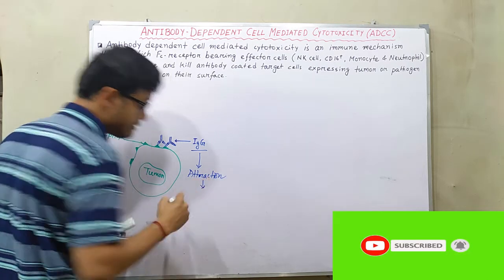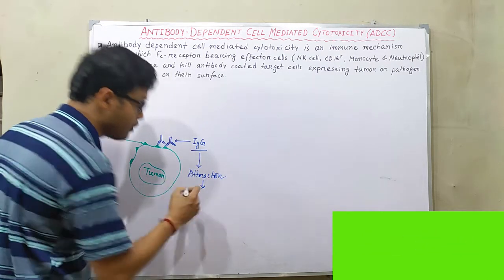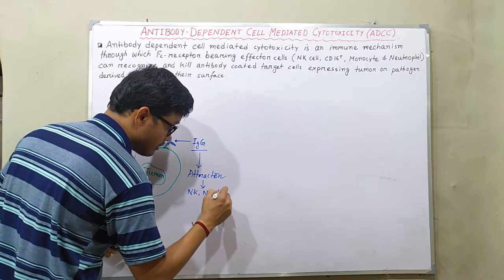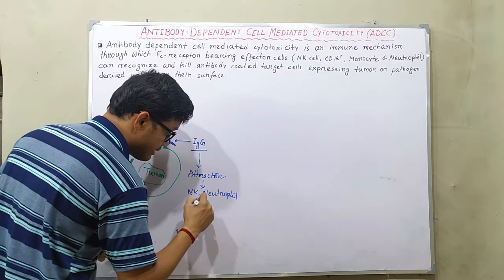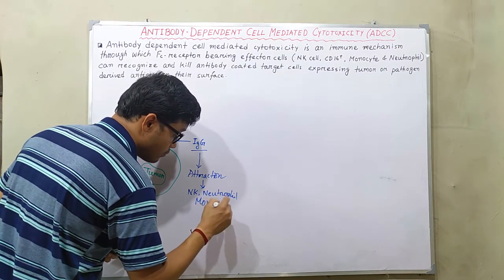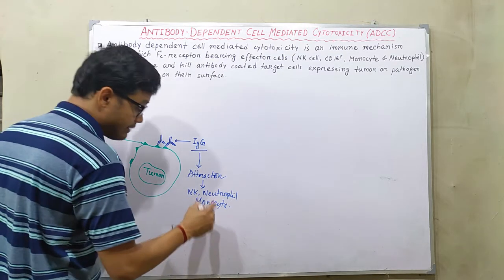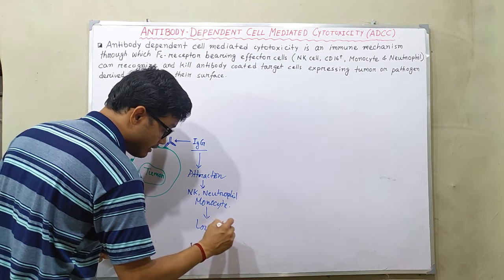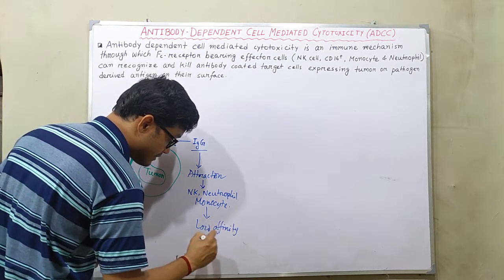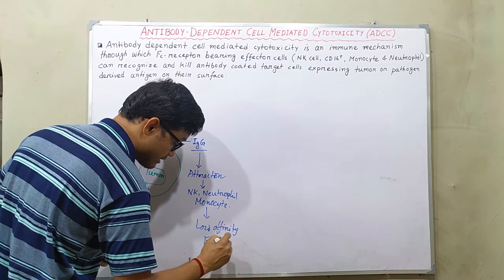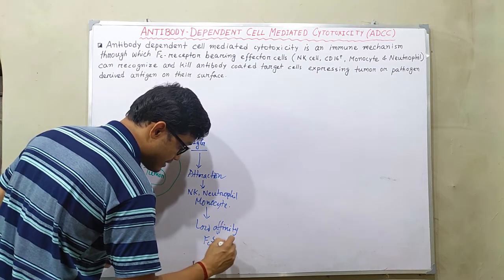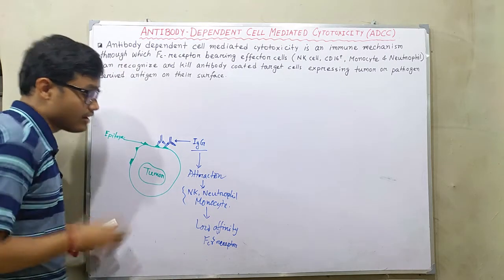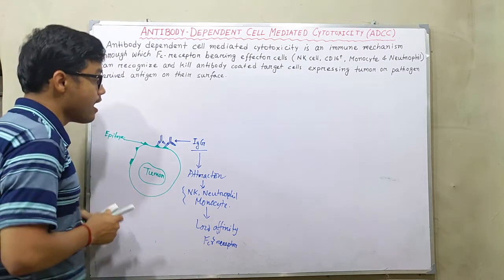of other cells, the defending cells in our body like NK cells, neutrophils and monocytes, which exhibit low affinity Fc gamma receptors on their surface. So basically these NK cells, neutrophils and monocytes exhibit a low affinity Fc gamma receptor on their surface.